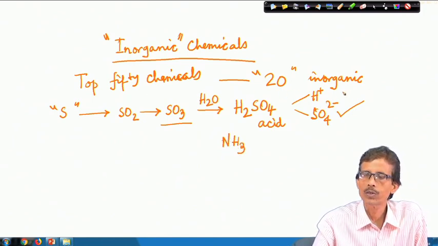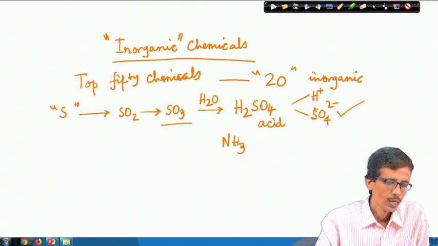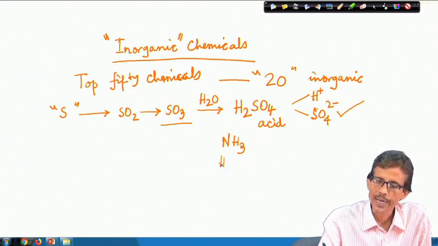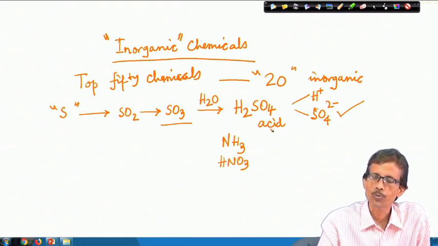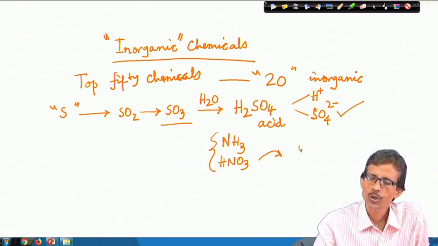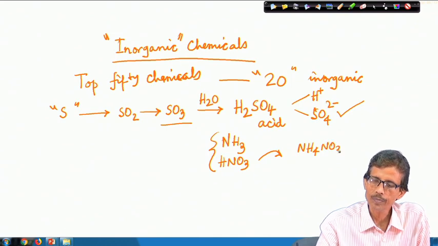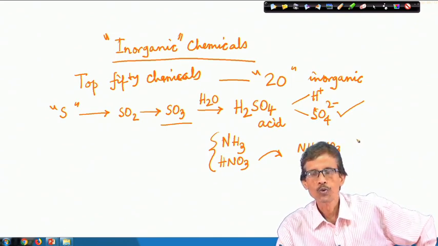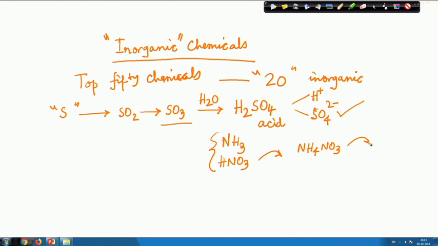So, these are included within these 20 numbers, that means 20 inorganic compounds. Then we can have nitric acid, which has the corresponding property of an acid as well as the corresponding nitrates, and by combination of these two we get the formation of ammonium nitrate, which is useful for different purposes and can be a good fertilizer.